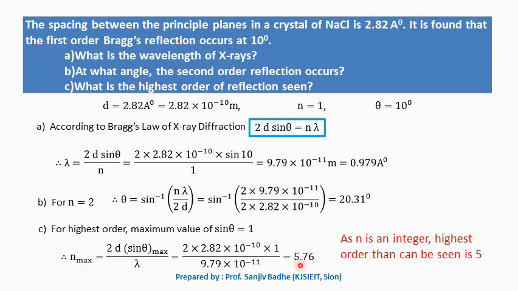But n is what? n is an integer. So n is less than 6, meaning n is not equal to 6, and the highest integer value less than 6 is 5. So as n is an integer, the highest order that can be seen in this case is 5. So 5 orders of maximum will be seen.